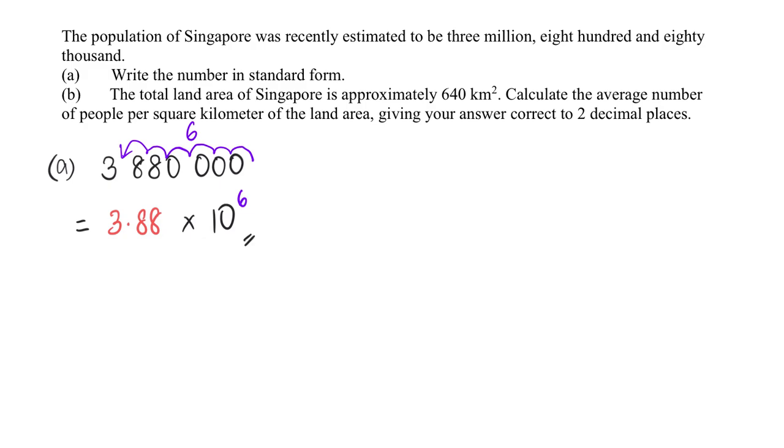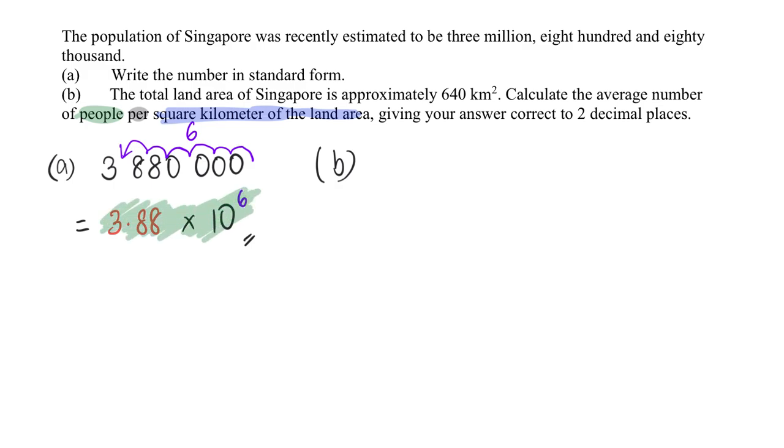Part B. The total length of Singapore is 640 kilometers square approximately. Calculate the average number of people per square meter. Oh, very important. They say average number of people per square meter. So this means that they would want us to express average people. People, what is the number of the people?